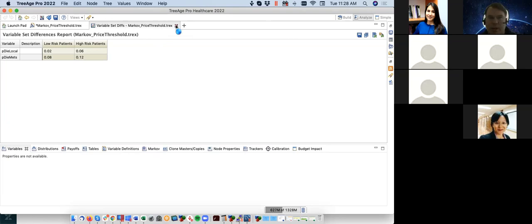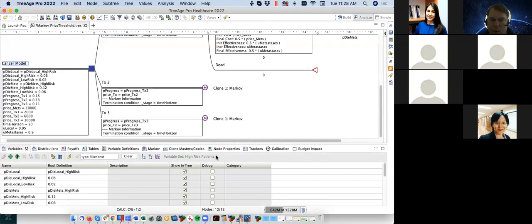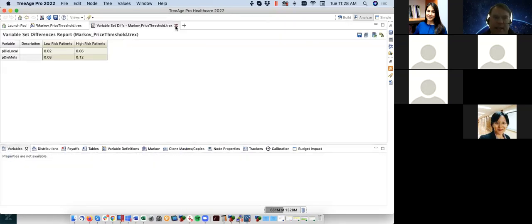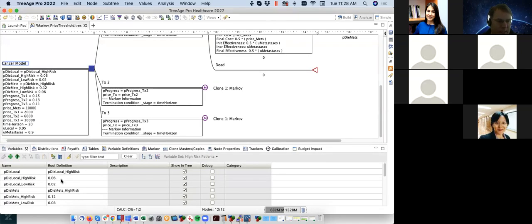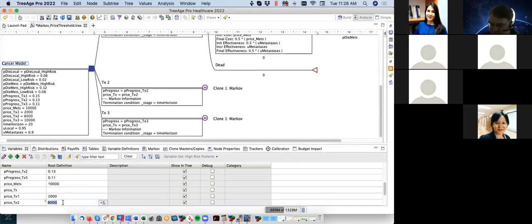Okay, so there were 2 keys to helping with that. One is the variable set differences, so you know what's different. And the second is, let's imagine we change one of the other variables, it doesn't even matter which one it is. Let's say this price treatment 2. If I change that from 6,000 to 8,000, theoretically, because it's 6,000 in both variable sets, I should probably want to change it in both. I'm not sure I want to change it in both, but I may want to.